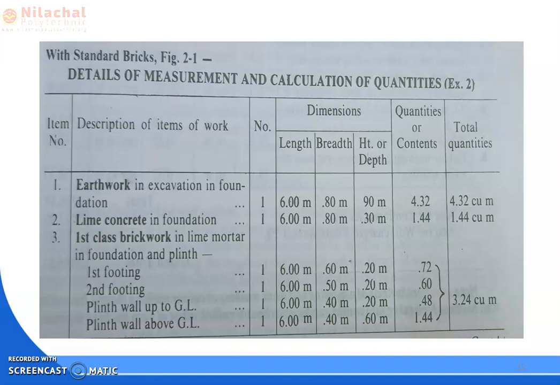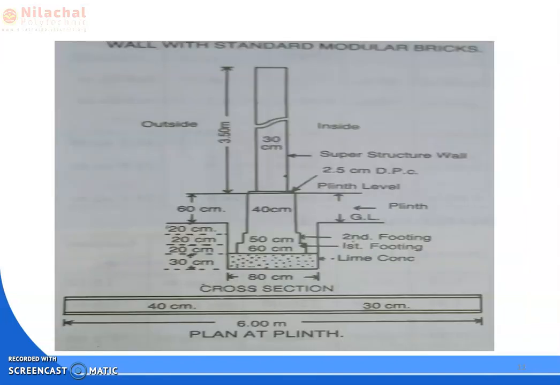So first we go through the excavation part. The excavation length and breadth we consider on the basis of the bottommost part of the foundation. Here the bottommost part of the foundation is what? Here it is lime concrete, okay. So on the basis of lime concrete we consider the earthwork excavation length and breadth only. Here the length is 6 meter, because we construct for a 6 meter long wall, okay.